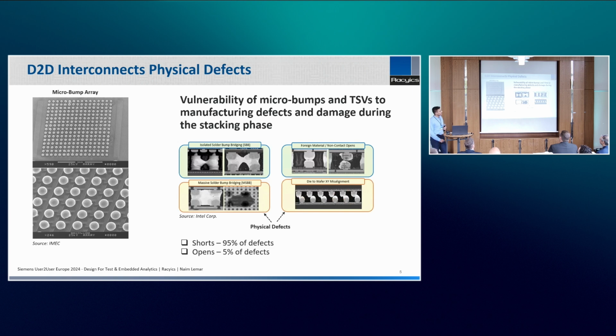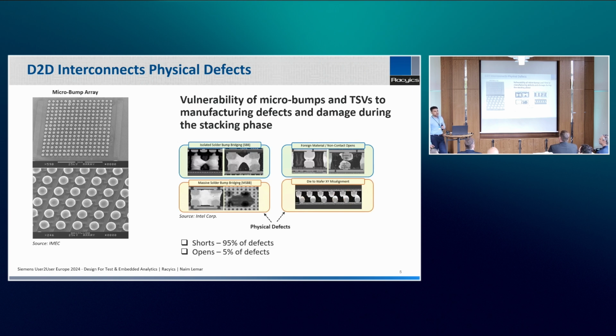So there could be a weak short like this, or it could be a hard short like this, completely short between microbumps. And the opens could be some foreign materials, some crack inside here, and also some misalignment during the stacking. So these are the main physical defects. So now we understand what the common defects in die-to-die interconnects are. So how do we approach to tackle this and to find those defects while we are testing?